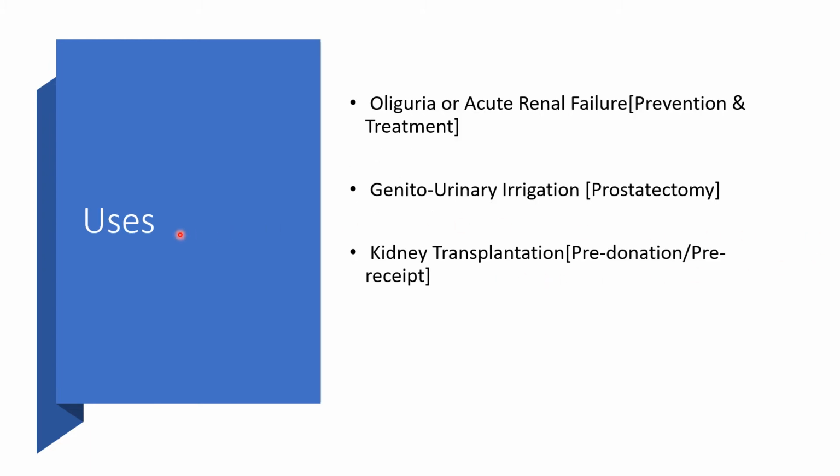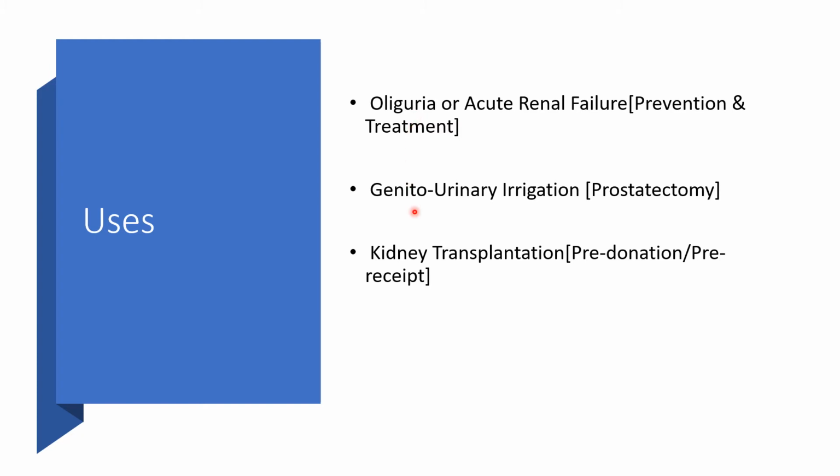We also use systemic Mannitol in oliguria or acute renal failure for two reasons. One, for prevention, and also for treatment. But oliguria, I'm not saying in anuria. We don't use it in anuria.